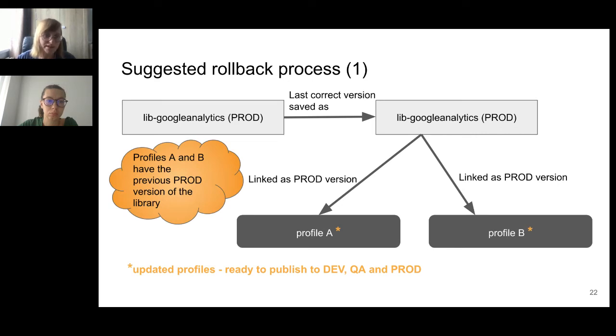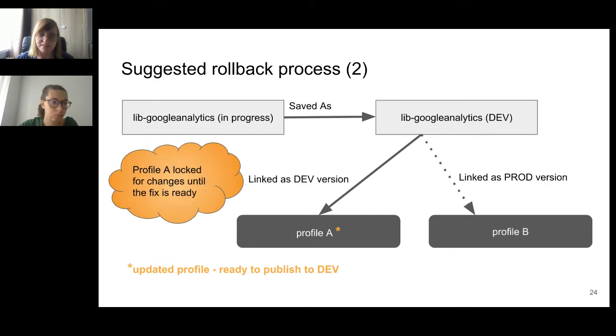And profiles A and B have the previous production version of the library. So all our production environment is kind of safe. And then we can work on the fix. Once we develop the fix in the dev environment, we can follow the deployment process again. So the fix on the slide is in profile A on dev now. And this is the case when profile A is locked for changes until the fix is ready, QA'd and ready for production. So it's one of those race conditions I mentioned.